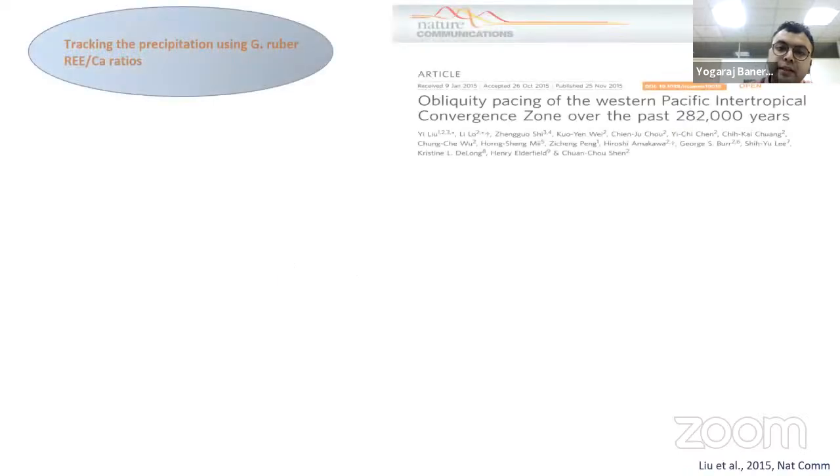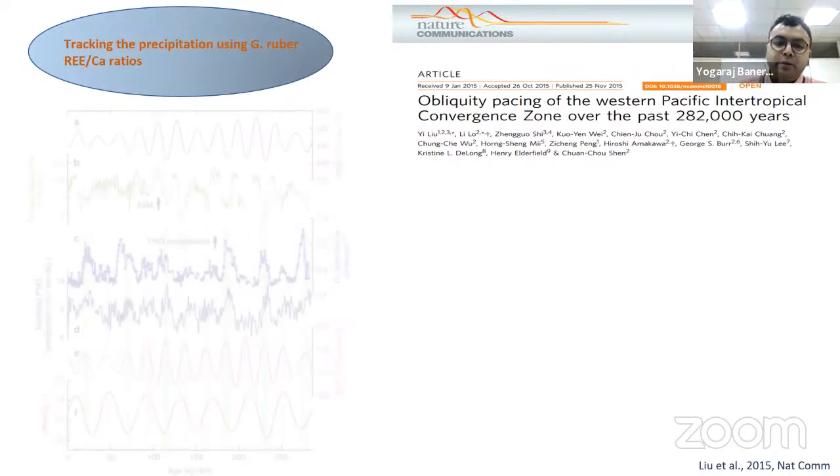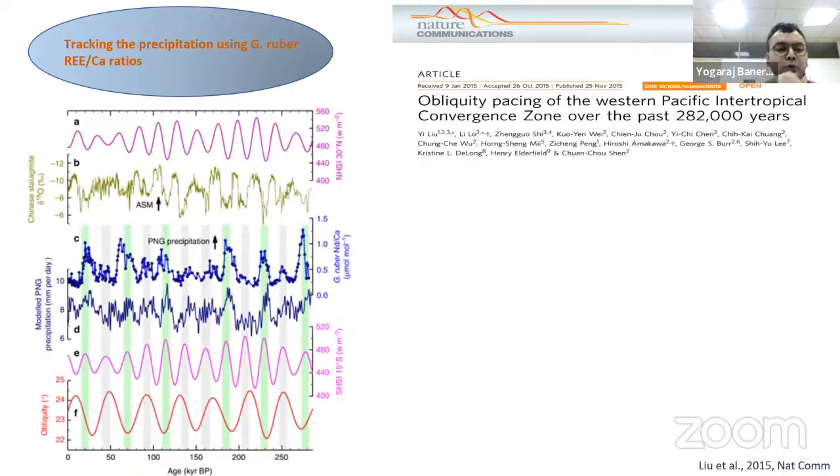So with this, I will move towards the next section, which is tracking the precipitation using the Globigerina ruber rare earth element by calcium ratios. The first paper that came out in 2015 was led by Liu et al. In that paper, based on the neodymium by calcium ratios from the ruber, they reconstructed the precipitation history.